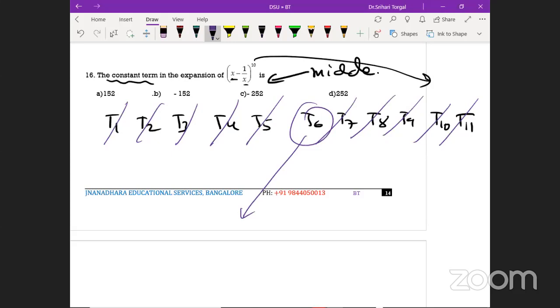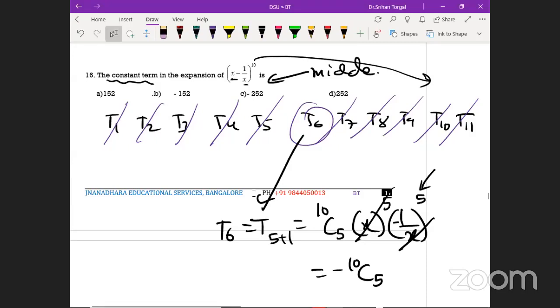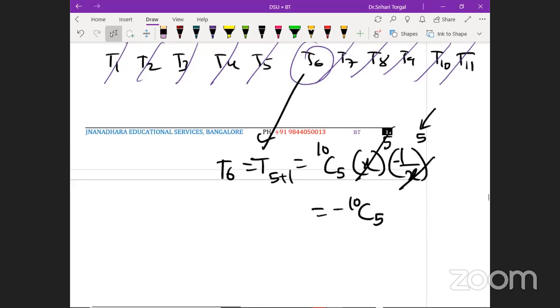I need to calculate T6. What is T6? It is T5 plus 1. Right? How to write T5 plus 1? It is 10C5, whole power 10 minus 5, whole power 5, x power 5, 1 by x whole power 5. Here, because this is an odd power, the answer is minus 10C5. These two get cancelled, x power 5. Right? Now, minus 10C5.